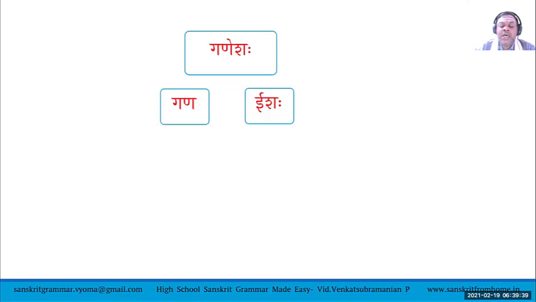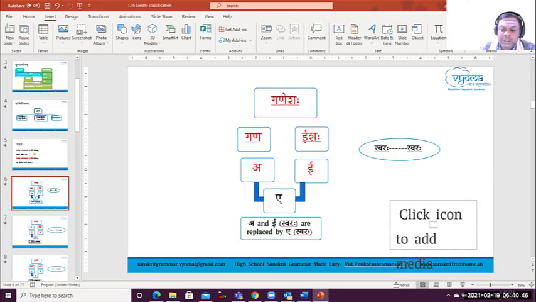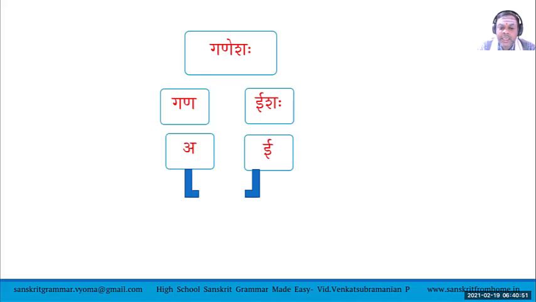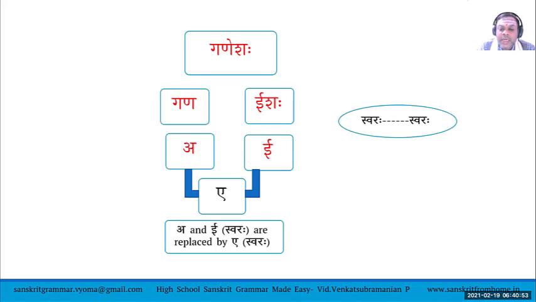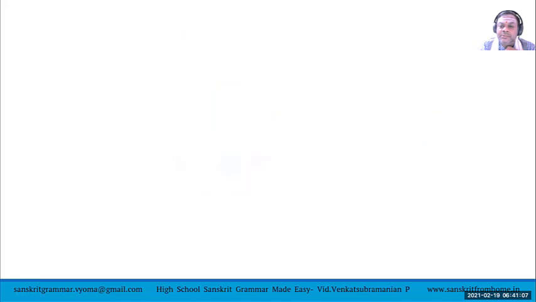Gana Ishaha becomes Ganeshaha. So the sounds A and E get replaced by the letter E. Ganeshaha. Here you see the A and I are swaras and E is also a swara. So the transformation is happening from a swara to a swara. That is what we should understand here in Ganesha.